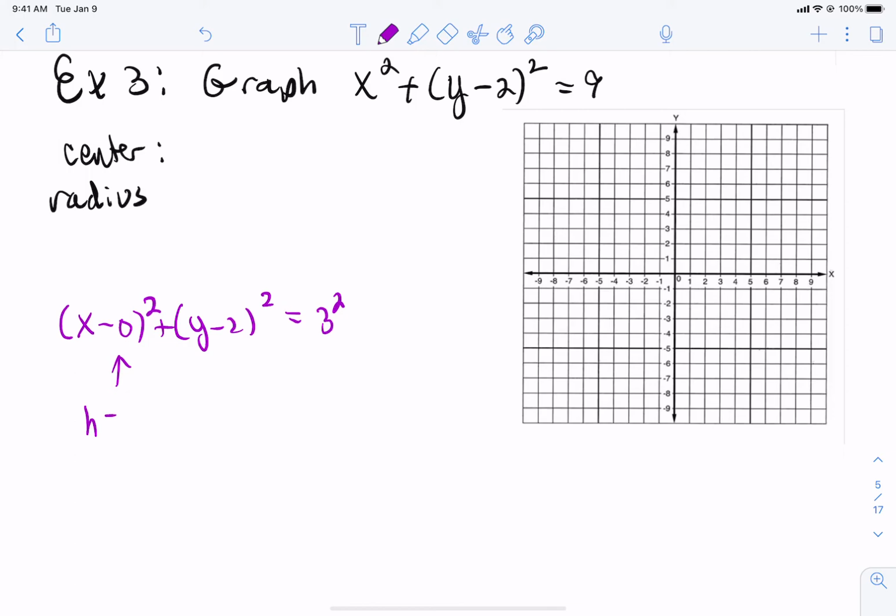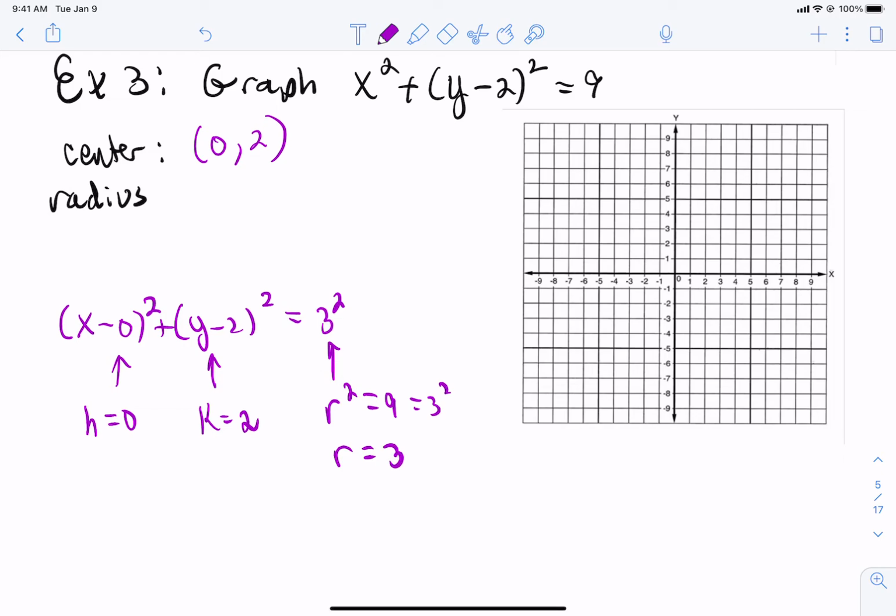So our h is the opposite of 0, which is 0. Our k is the opposite of negative 2, which is positive 2. So our center is at the point 0, 2. Our radius is sitting right here. R squared is 9, or 3 squared. So r is 3.